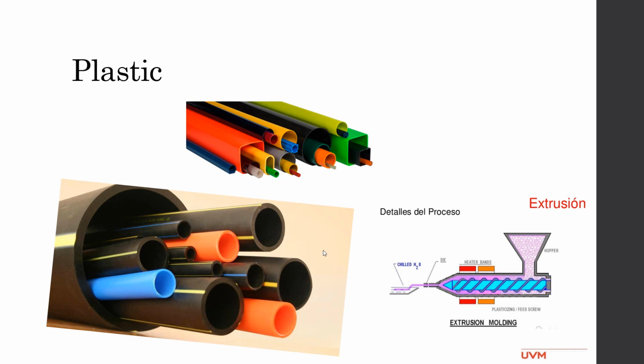We have a hopper where you have to put the plastic, and the plastic passes through the screw that is heated. Also, the heater bands have more temperature than the screw to make the plastic become melted plastic, to have the capacity to pass through the die, because as you can see in the image, the die is so small.